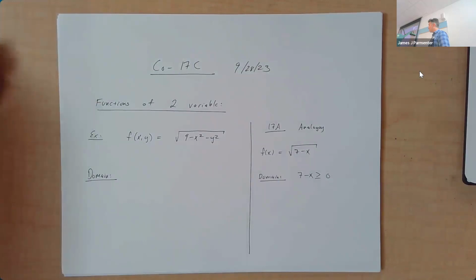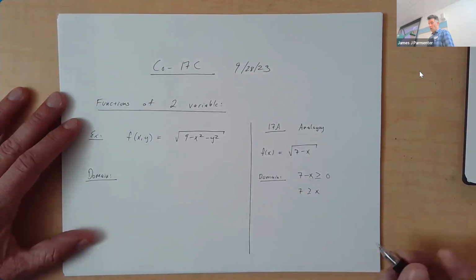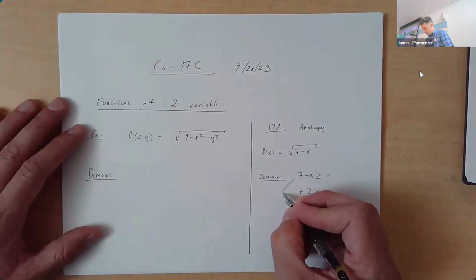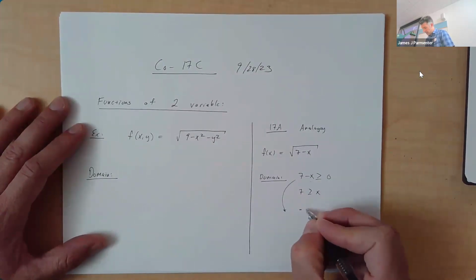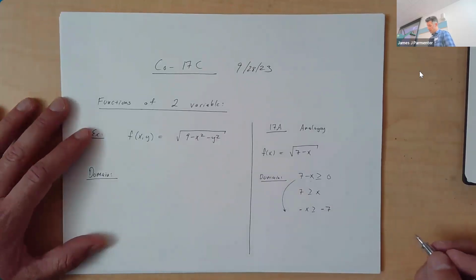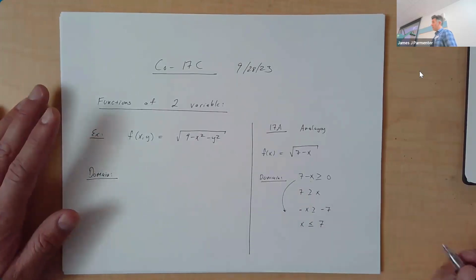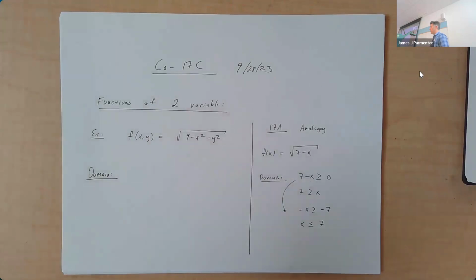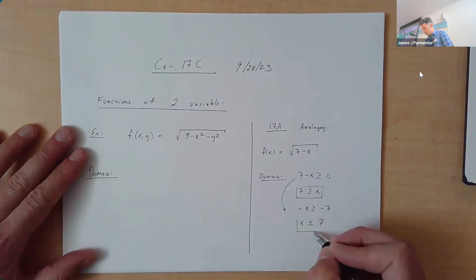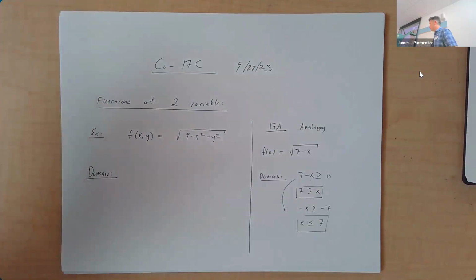Here, that's easy to solve for. We can add x to both sides and say 7 is greater than or equal to x. Or if some people don't like moving x to the right-hand side, you could also subtract 7 from both sides and say negative x is bigger than or equal to negative 7, and then multiply both sides by negative 1 to get x less than or equal to positive 7. Because when you multiply both sides by a negative, you have to change the order of the inequality. Either way, you're getting the same thing: x less than or equal to 7, or 7 bigger than or equal to x. Those mean the same thing.